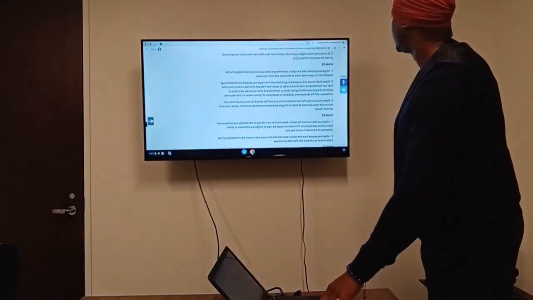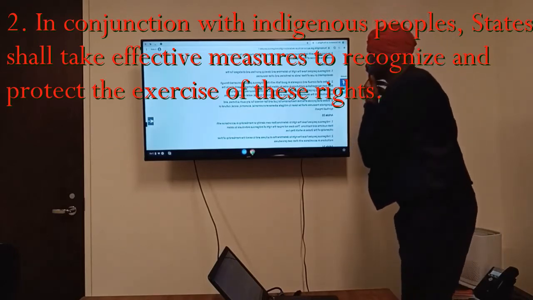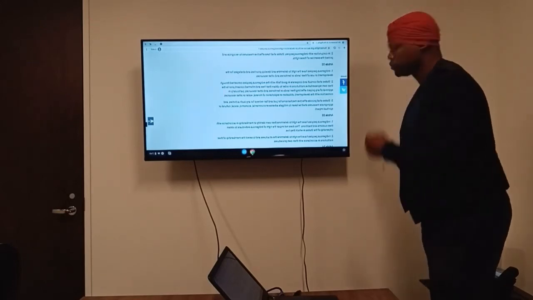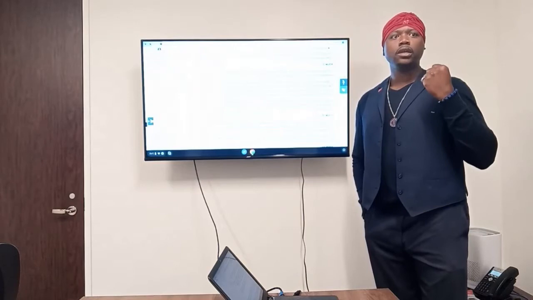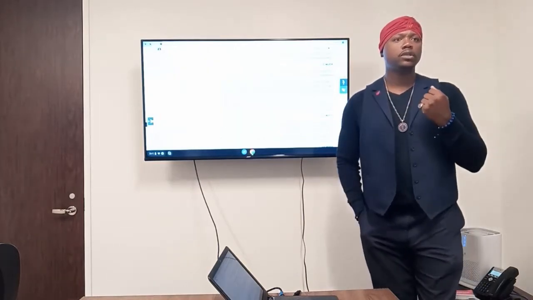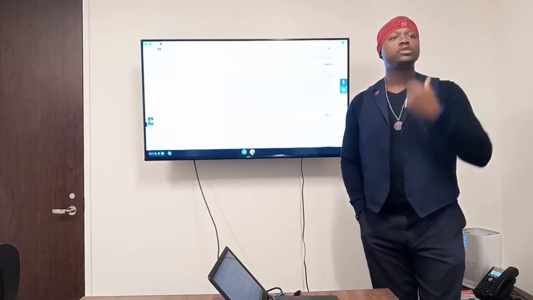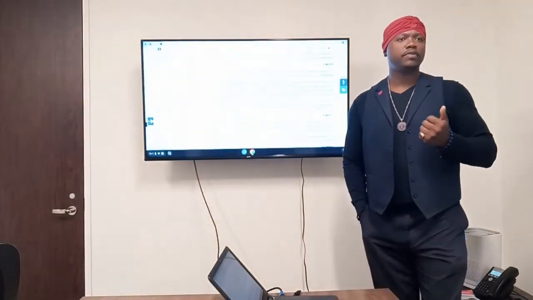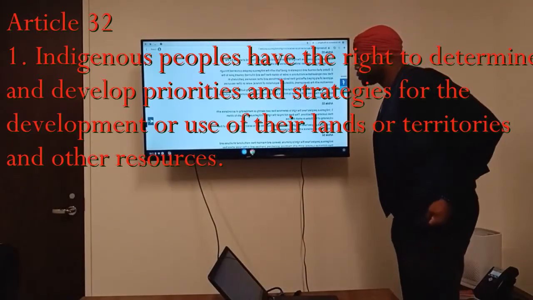Section 2. In conjunction with indigenous peoples, states shall take effective measures to recognize and protect the exercise of these rights. Every state is supposed to protect us. Every so-called state on our land of Morocco is supposed to be protecting us. But how do we protect ourselves? We protect ourselves by our state provincial governments. We are supposed to have state provincial governments in every so-called state where they at. We're supposed to be having our state provincial governments there. Moors, wake up.